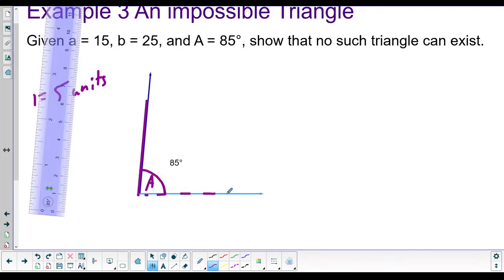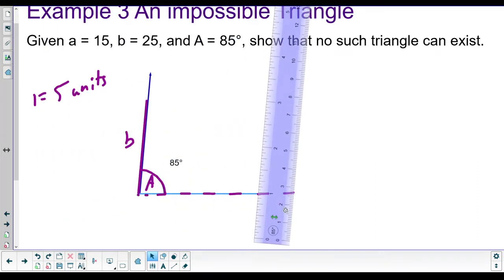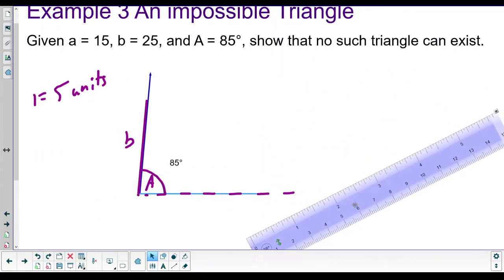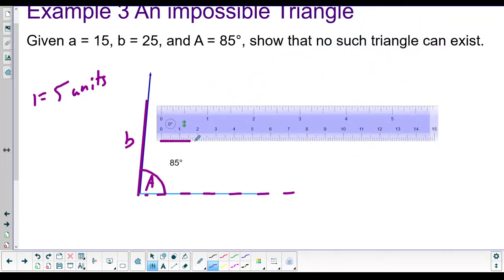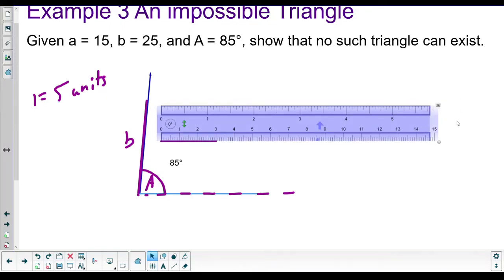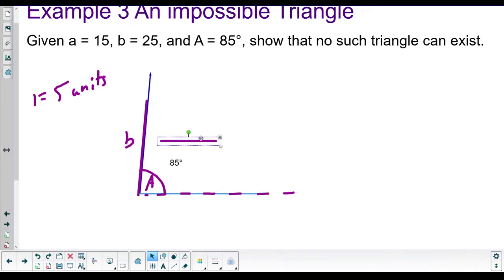We don't know what this side is. This is side B. Side A has to be across from angle A. So this piece here, this invisible piece I haven't drawn yet, that's side A. So if we draw this, if it's 15, it has to be 3 long. So let's go ahead and draw a little piece that's 3 centimeters long. Okay. Get rid of this now. Delete. So here's my little piece that's 3 long.